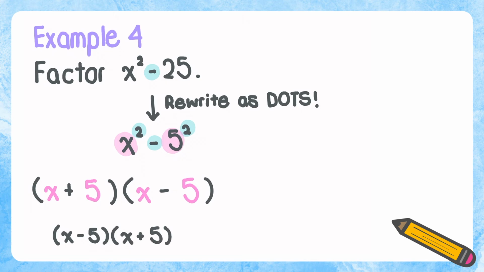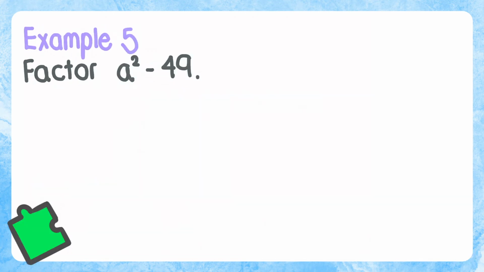So the idea here is that even if it doesn't look like a difference of two squares at first, sometimes you can rewrite it so that you can use the dots method. Okay, go ahead and try example 5 on Edpuzzle. Please factor a squared minus 49.